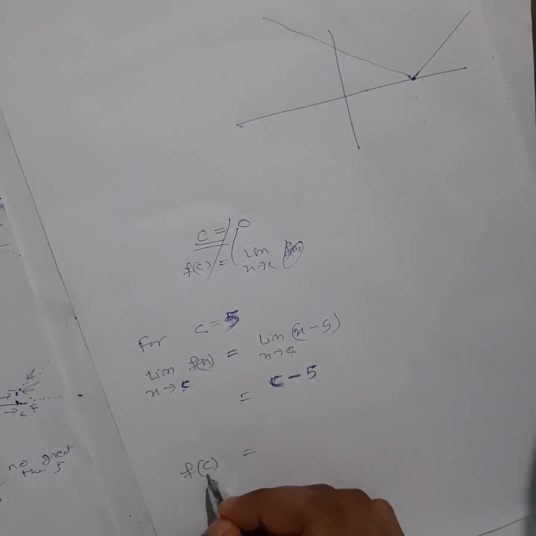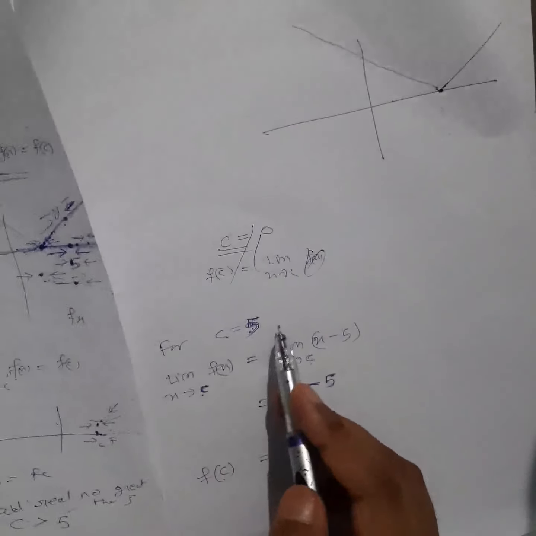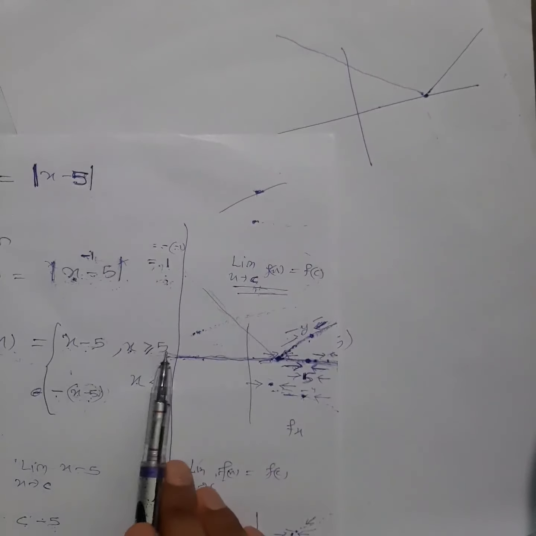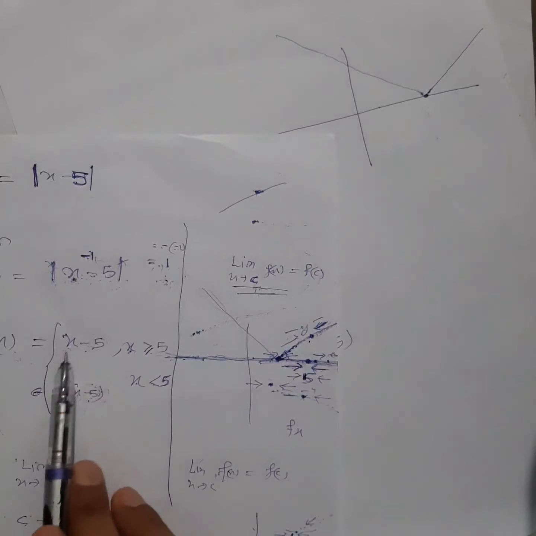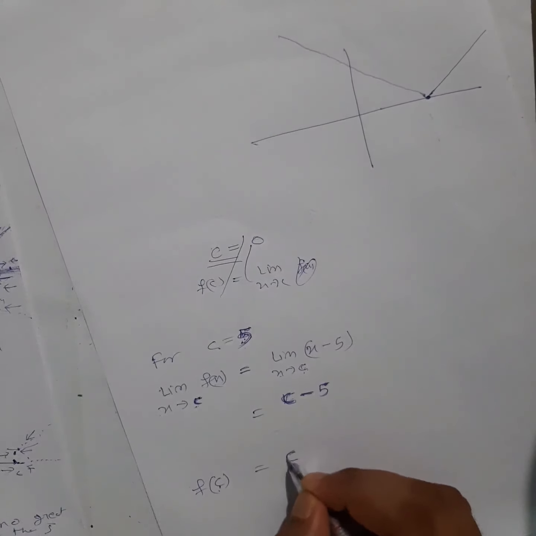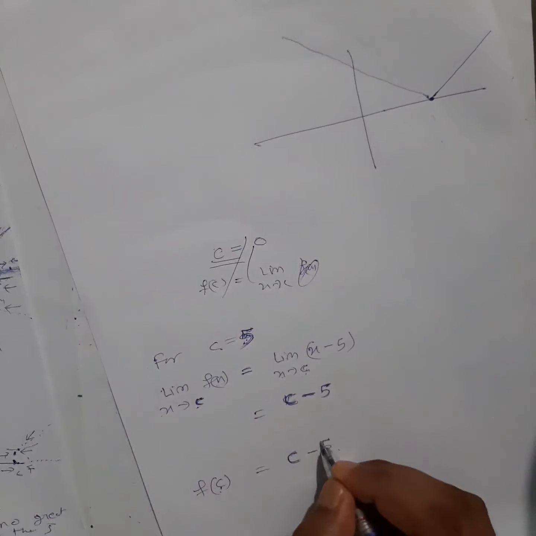f(c). Now c is equal to 5, right? So when c is equal to 5, x is equal to 5. When your x is equal to 5, what is your function? f(x) will be x minus 5. So x minus 5 means in place of x, c is 5.